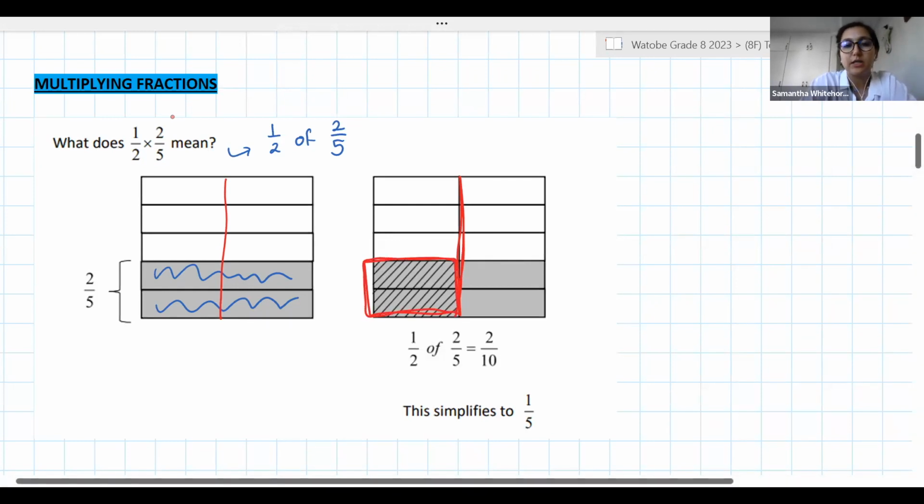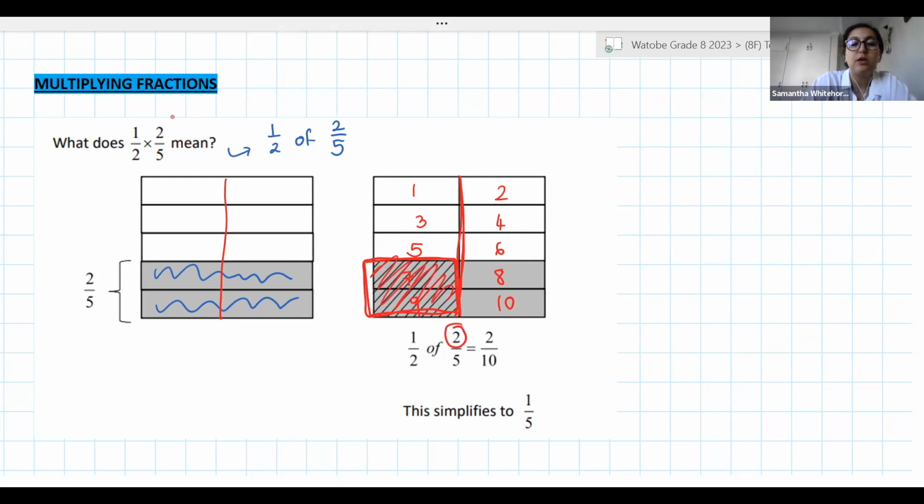Now, because I've cut these blocks in half, what I need to be careful of is the fact that I now have 10 parts rather than 5 parts. And so we just need to be careful of that as we start to do our calculations. I'm only considering 2 of these shaded blocks. So that's why I've got 2. Whoopsie daisies, circled the wrong 2. That's why I've got 2 out of my total 10 blocks that I eventually had in the end. And so we are able to work out what 1/2 of the 2/5 is.